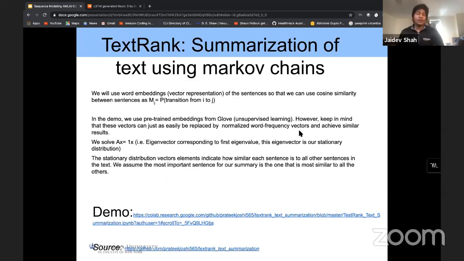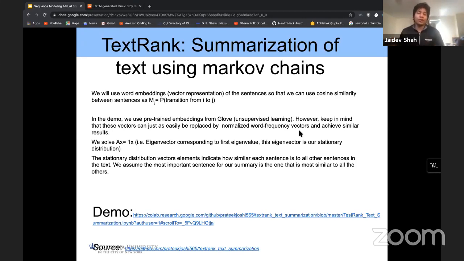Then you have TextRank, which is essentially using the Markov chain assumption to summarize text, and you construct a transition matrix using a similarity between two sentences. The intuition here is we want the summary. So if you have 100 sentences in the document, you want to boil it down to 10 sentences. We want the 10 sentences inside this document to be as similar to as many sentences as possible in the entire document. Because then that means that those 10 sentences will cohesively summarize the entire document.